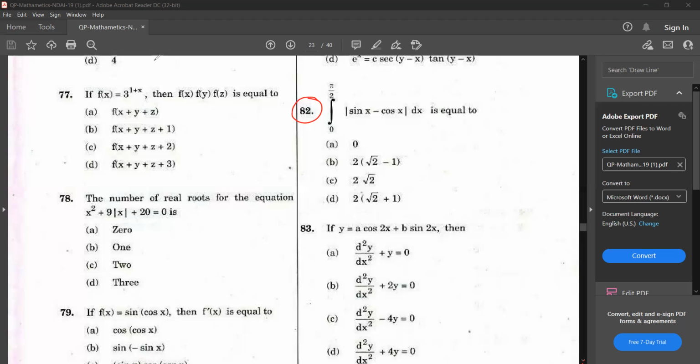Okay, how would you split the function? See, here it is 0 to pi by 2, isn't it? So I'm going to see whether I can split it as 0 to pi by 4 and pi by 4 to pi by 2. That is how I can split, isn't it? I can split this 0 to pi by 2, that is 0 to 90, as 0 to 45 and 45 to 90, isn't it? 0 to pi by 4, pi by 4 to pi by 2.